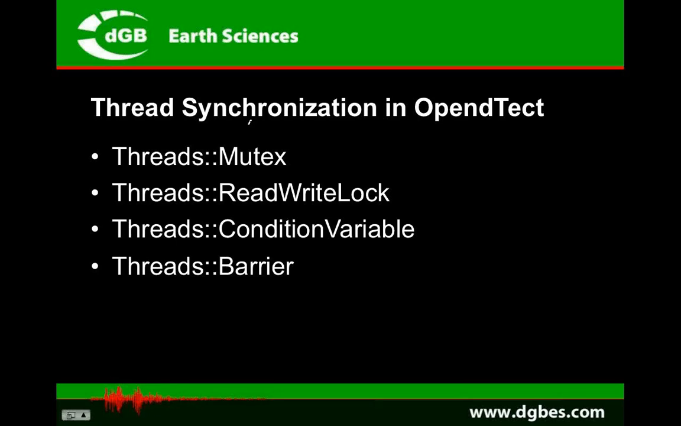A condition variable is a variable that you can use to wait for something to happen. You may have a thread sitting and waiting for another thread to finish, and once it's finished, you want it to continue. That's a condition variable.